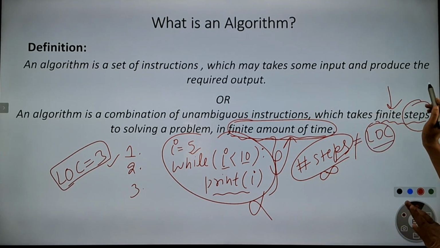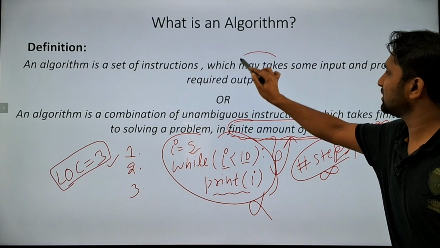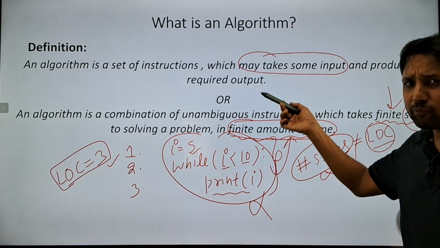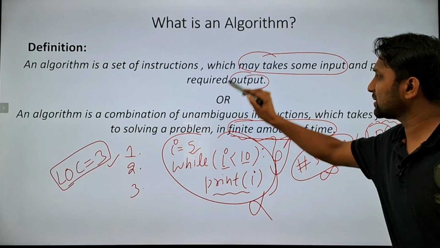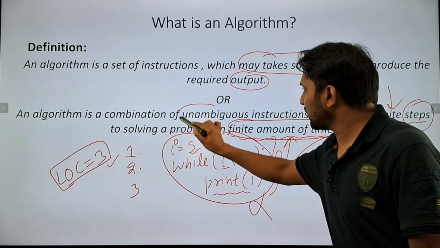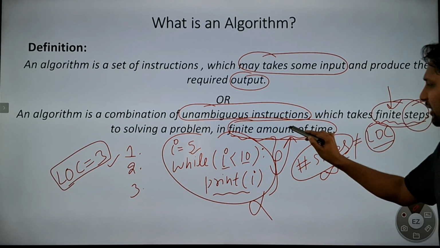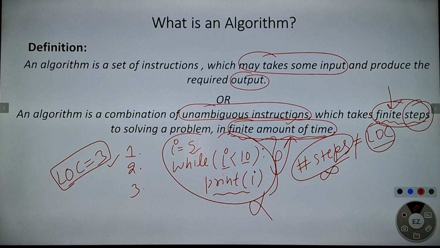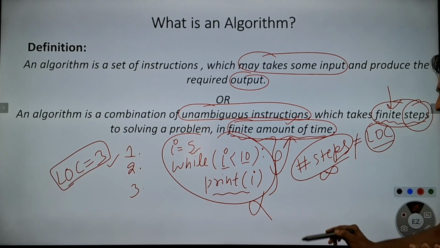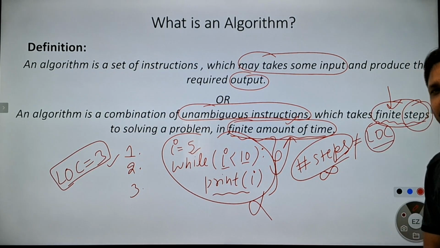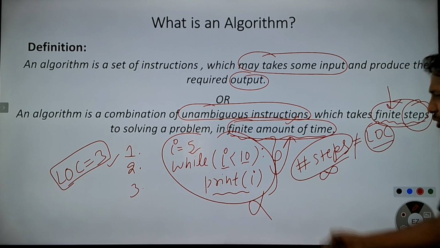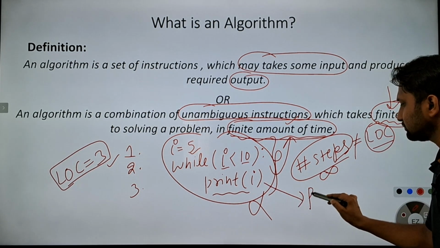We have 5 properties with us. One: there may be input, there may not be input. Output is compulsory. Third property is unambiguous instructions. Fourth one is finite steps. Fifth one is finite amount of time. If any of the properties is violated, then I can say that this is not an algorithm, although you can call it a program.